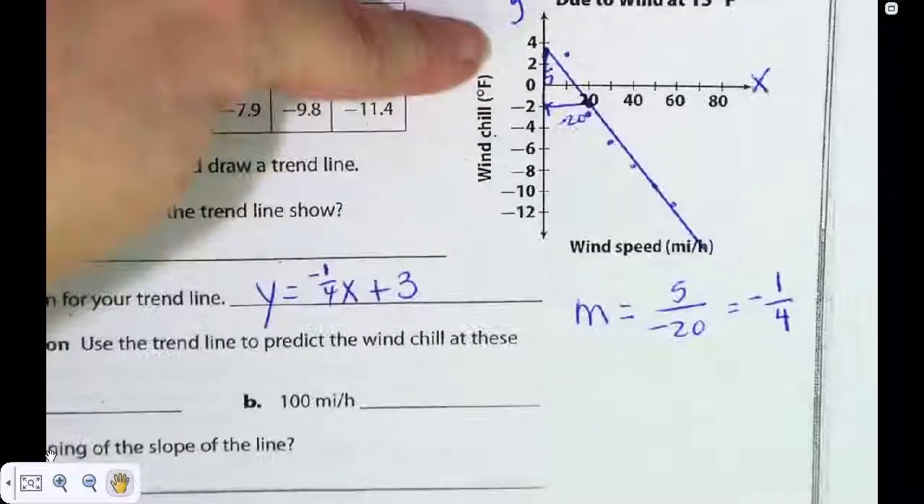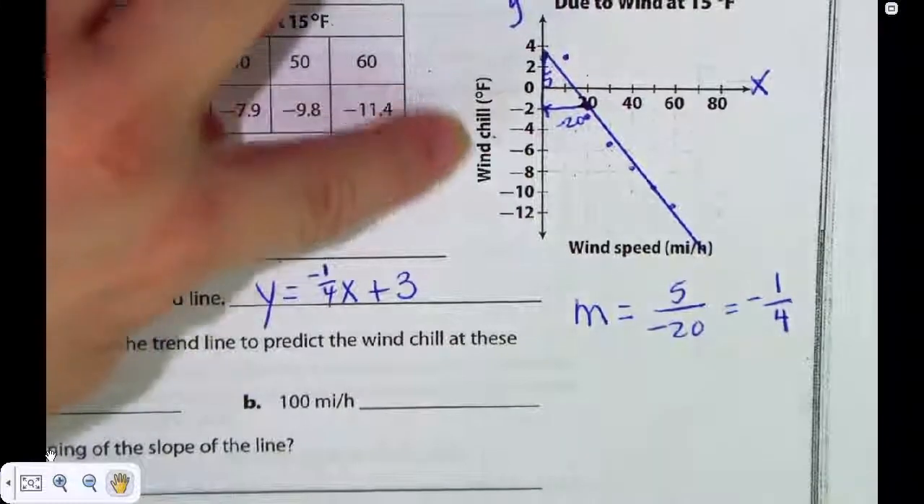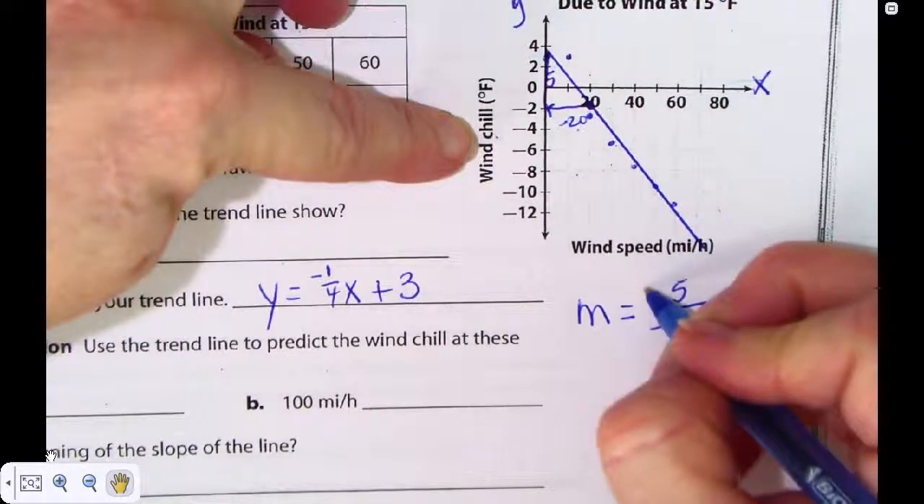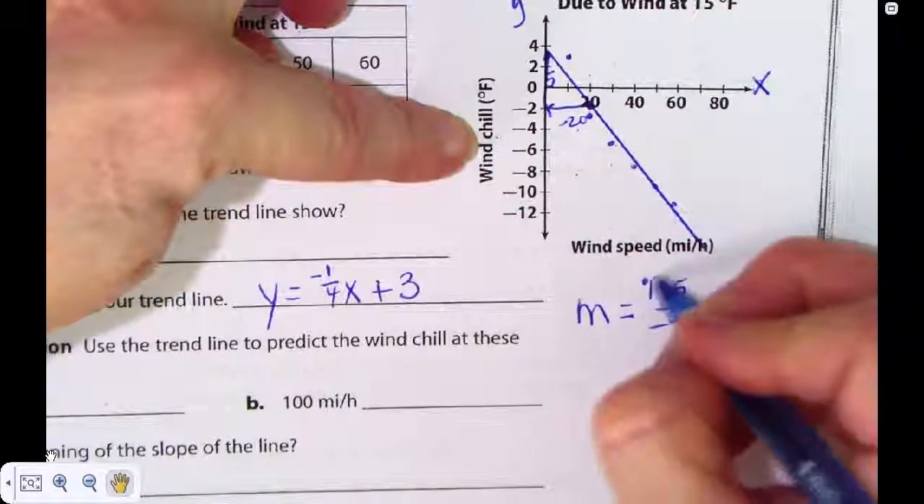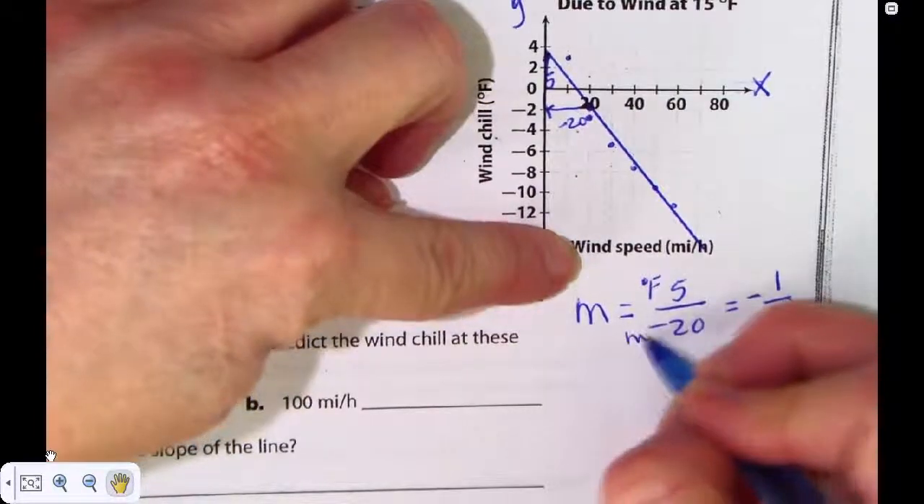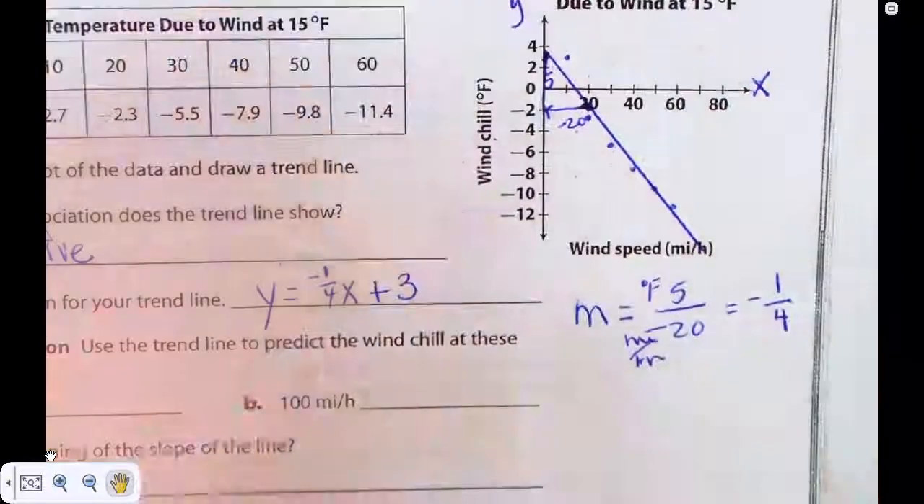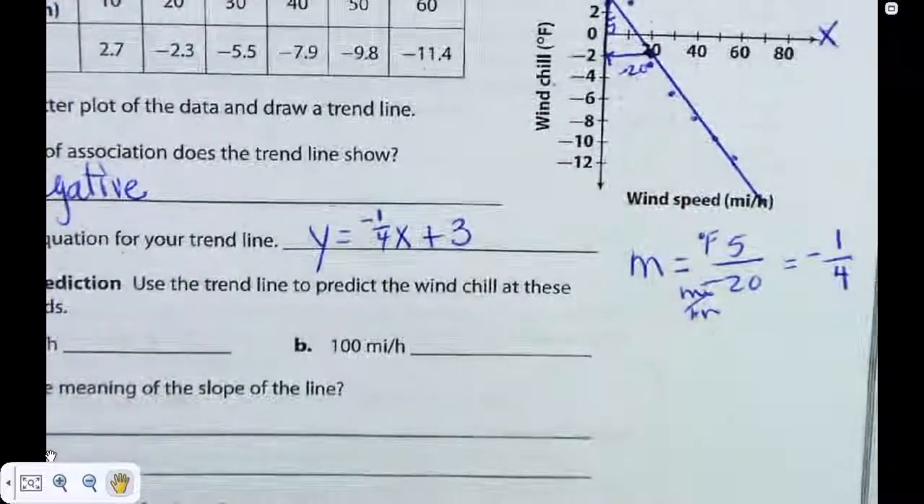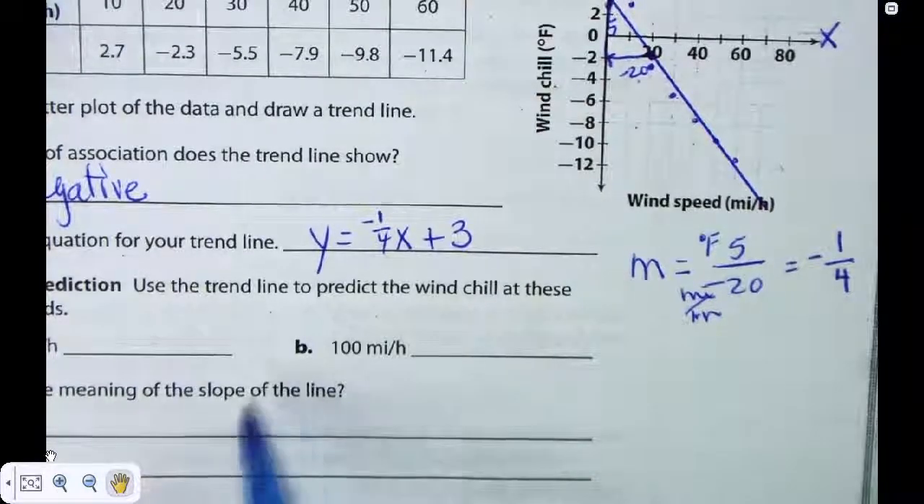Does everybody see that? Okay, what does the top stand for? The y? Yep, that's the wind chill in degrees Fahrenheit, right? And then this is the miles per hour. True? So let's answer 10 while we're doing that.